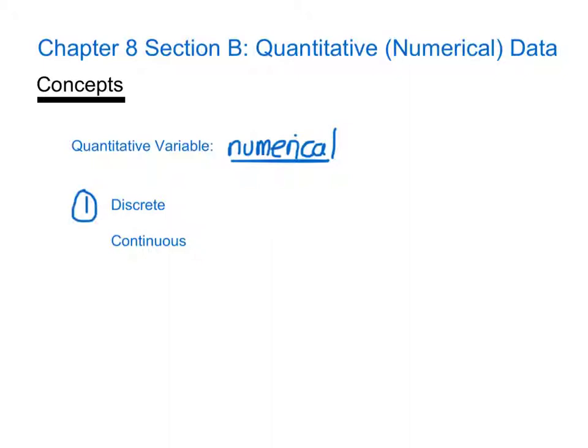The first is discrete variable, and these numbers are usually generated from counting. So again, an example would be the number of marbles in a bag. I can count the number of marbles in a bag, and I can't have half a marble or a quarter of a marble. I only have whole numbers or integers. So a discrete variable is one that is often derived from counting.